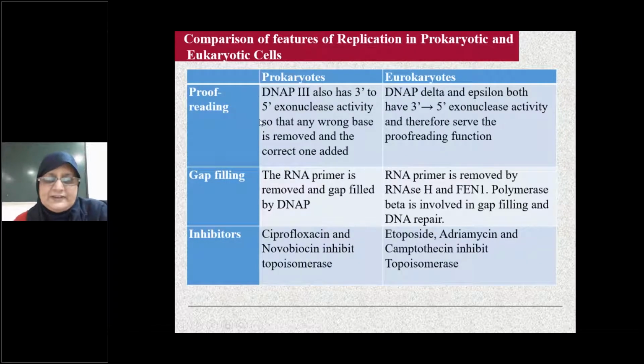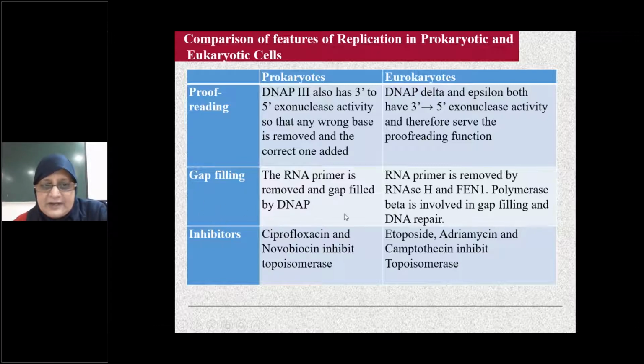Then for proofreading activity in prokaryotes, DNA polymerase 3 also has 3' to 5' exonuclease activity, so that any wrong base can be removed and the correct one will be added. While in eukaryotes, the proofreading activity is by DNA polymerase delta and epsilon, both of which have 3' to 5' exonuclease activity, and therefore they also have the proofreading function.